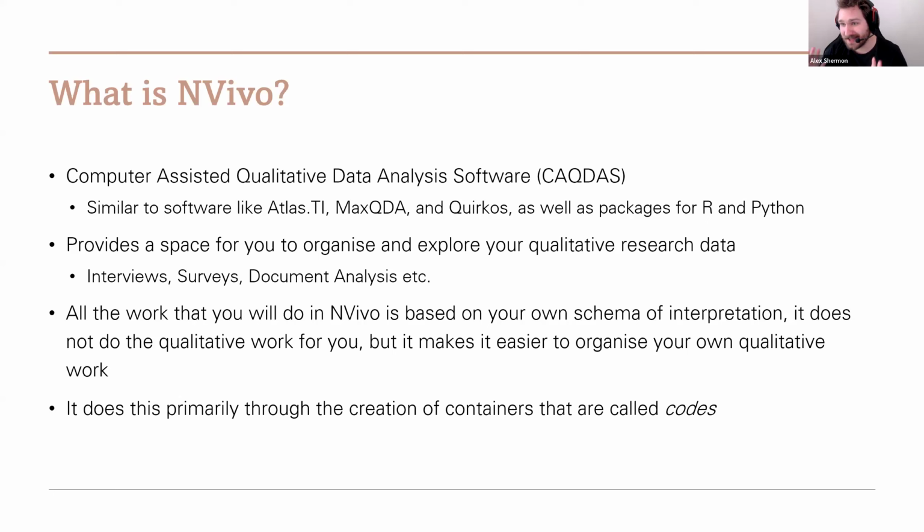Now, the main way NVivo does anything is all relational, and it uses these little containers called codes, which we're going to be working with today. We're going to be putting little bits of text and data into these codes and seeing how they all work. But that's really one of the foundational pieces of information that we need to know about today.